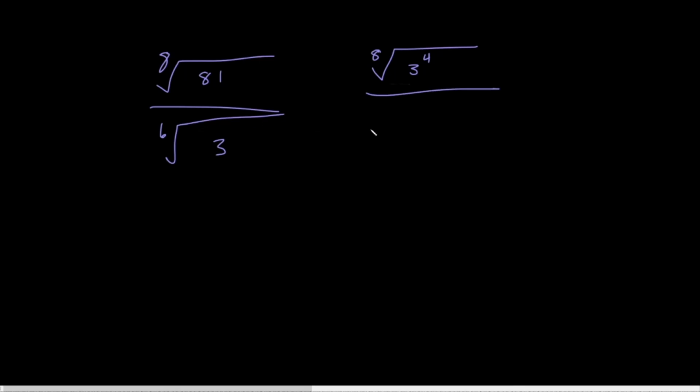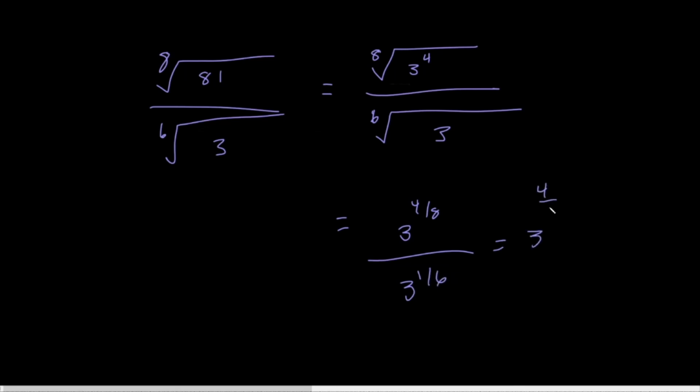It's the same thing we talked about earlier. You need to make them into the smallest base possible. Divide by 6th root 3 to the 1 power. And so you get 3 to the 4/8 divided by 3 to the 1/6. And so you do 3 to the 4/8 power minus 1/6. And you just find a common denominator and go ahead and get that.